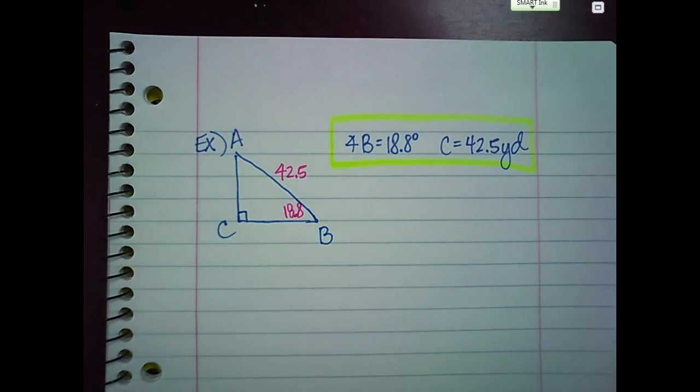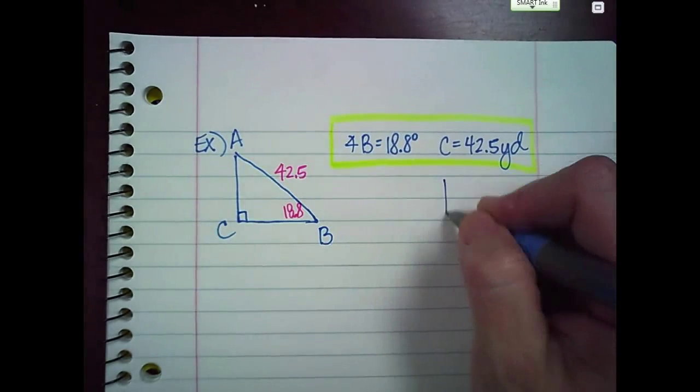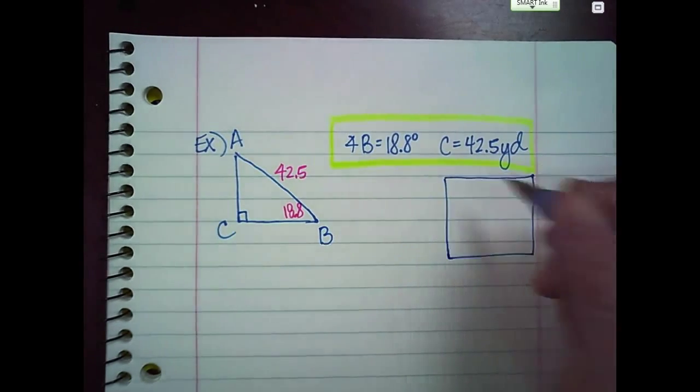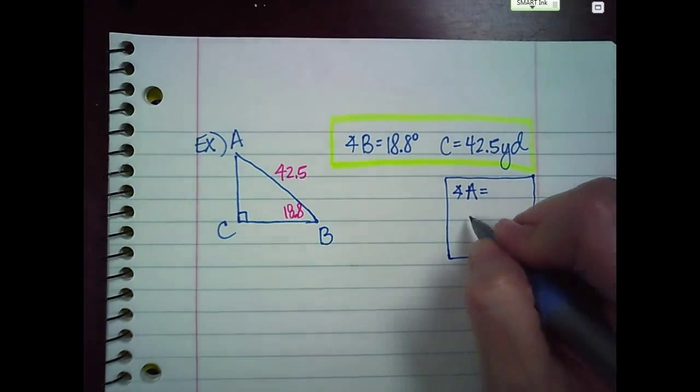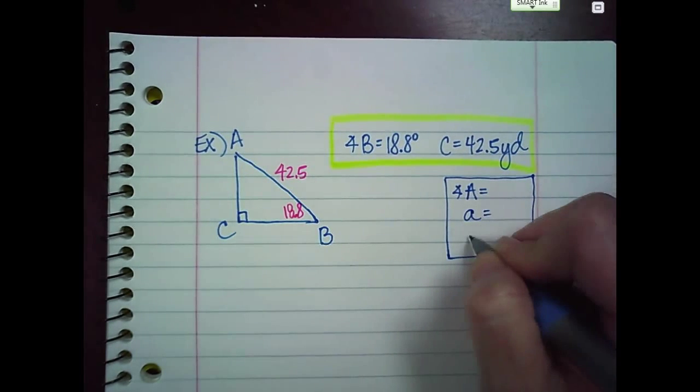Now we have to find the three missing parts, right? We have three, and we're going to find three. So build your square. Angle A, side A, and side B.